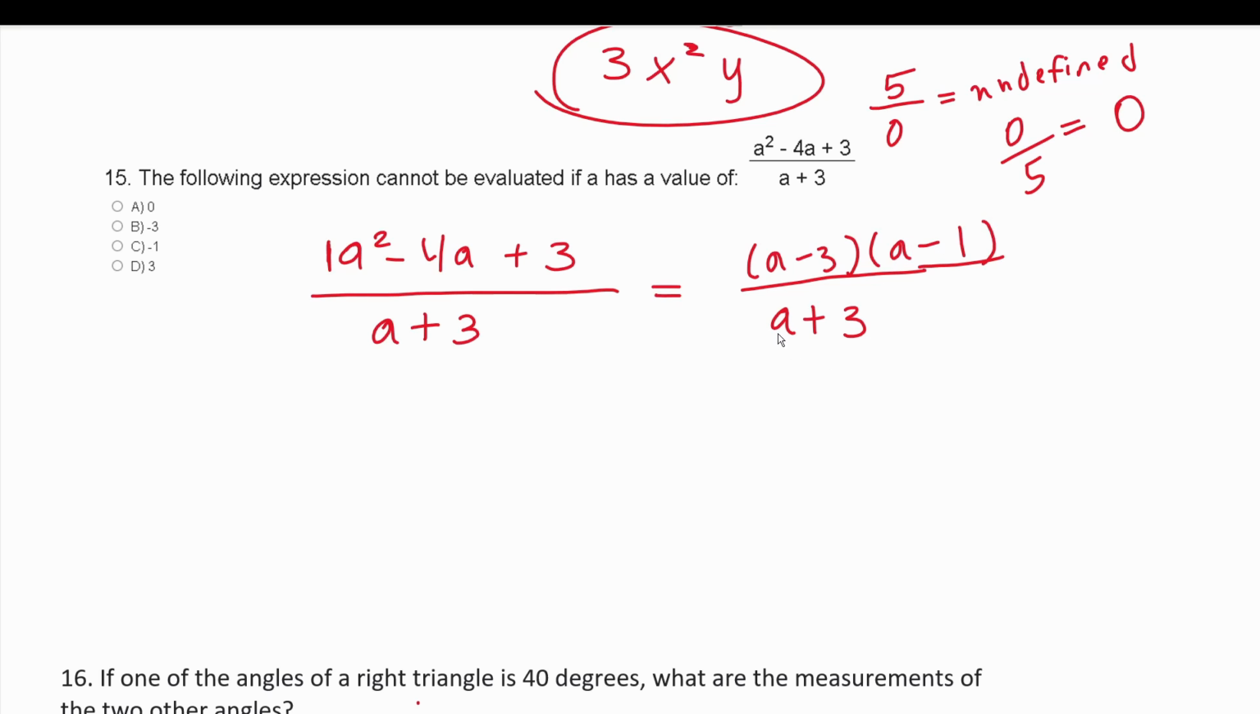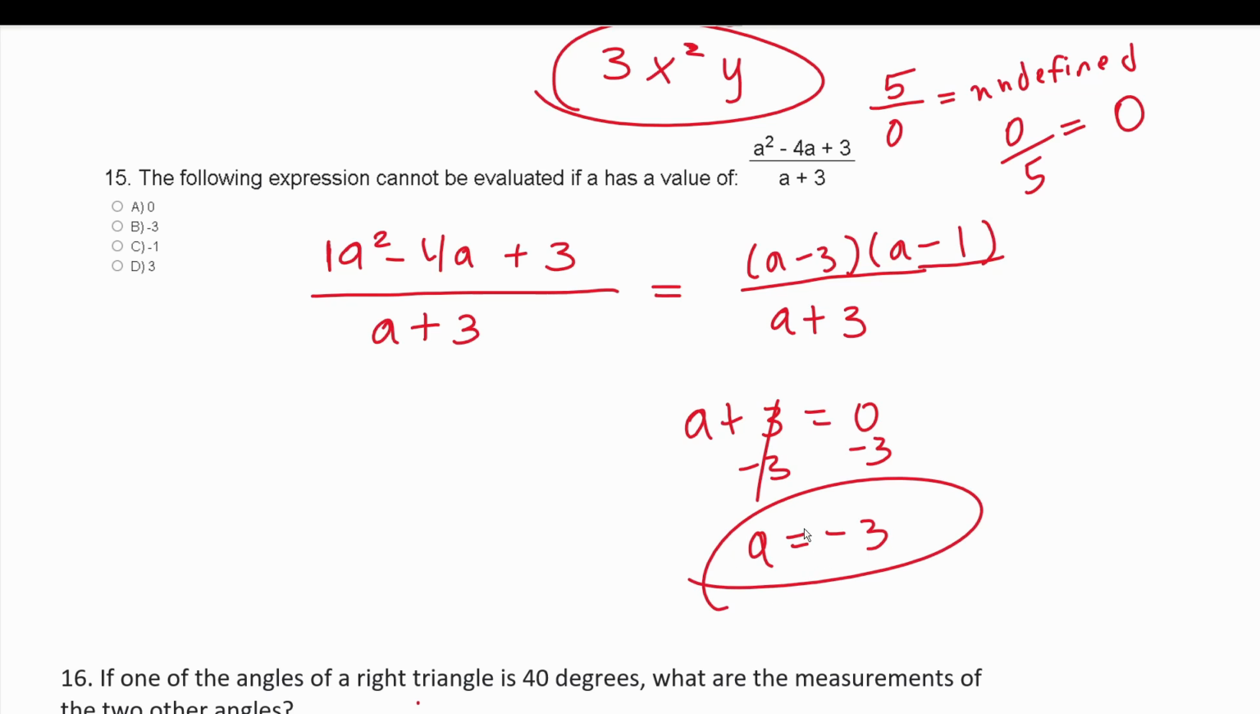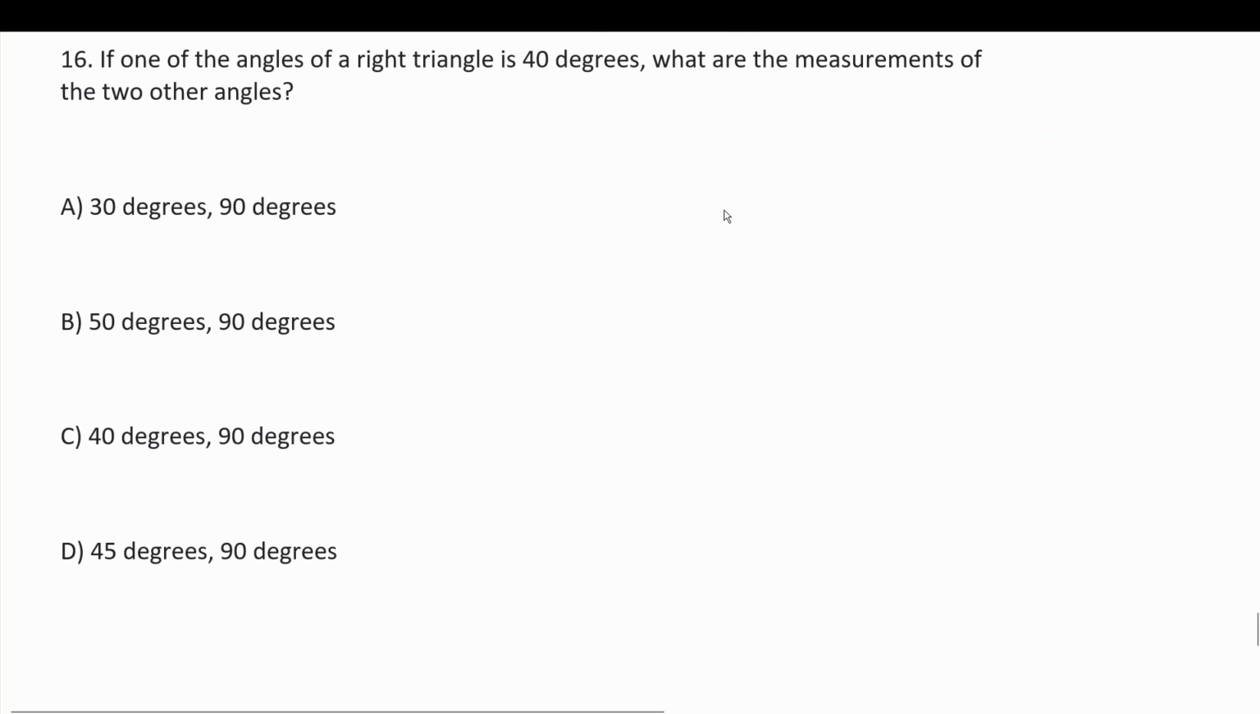So in this case, we want to find a value of a such that it makes our denominator 0, because that means the expression will be undefined and we can't evaluate it. So how are we going to make this denominator 0? Well, a plus 3 equals 0. We want to find out what makes this 0, so we're going to subtract 3 from both sides. This says a equals 0 minus 3, which is negative 3. So a for this problem cannot be negative 3. Otherwise, it will make our denominator 0, which means we cannot evaluate it. So that's the answer to this one.